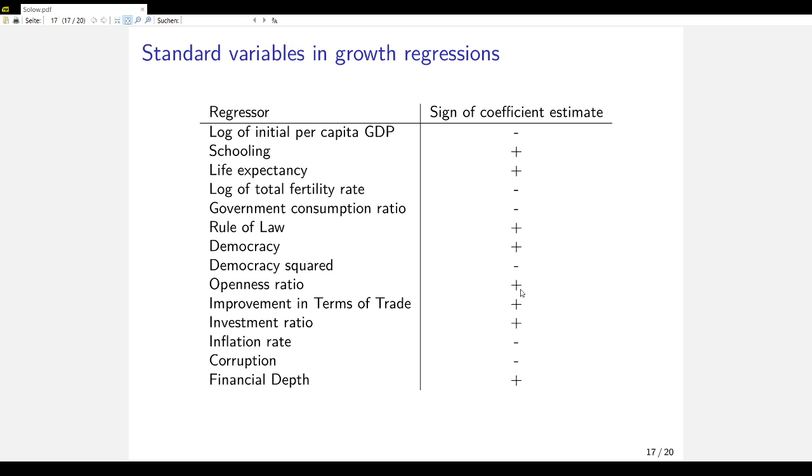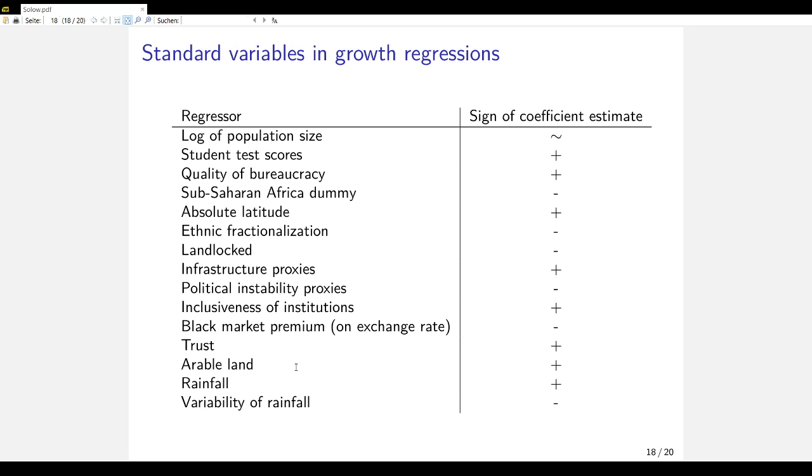The investment ratio, the inflation rate by contrast, and corruption have a negative association with growth. Financial debt has a positive relation. Corruption is again an indicator for institutions, in this case an inverse indicator for institutions. Then the log of the population size has no consistent relationship with per capita GDP growth, and that means that no scale effect actually was found in the literature.